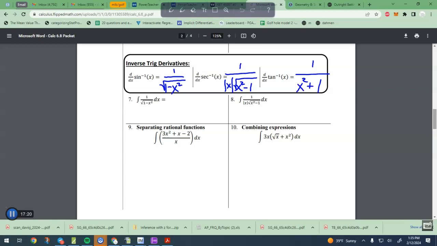Usually when I see these on AP test, I'll show you in a second. There's a constant there. But it's not that big a deal. So what's the integral of this? Sine inverse, right? It's just that. So the derivative of sine inverse is this, which means the integral of this is sine inverse.